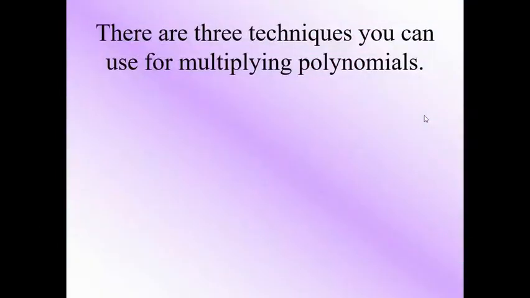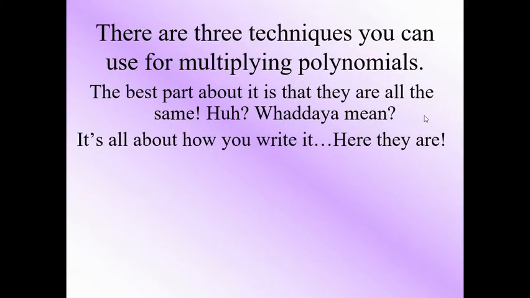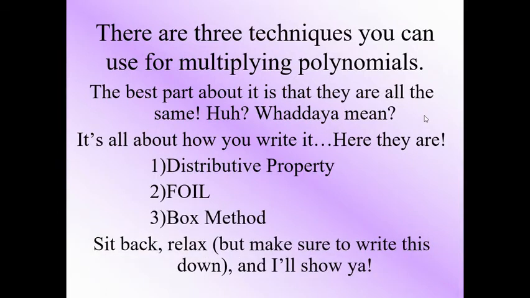There are three techniques you can use for multiplying polynomials, and the best part about it is they're all the same. So what do I mean? It's all about how you write it. Here they are. One is the distributive property, then the FOIL, and the box method. Sit back, relax, but make sure you write this down, and I'm going to show you.